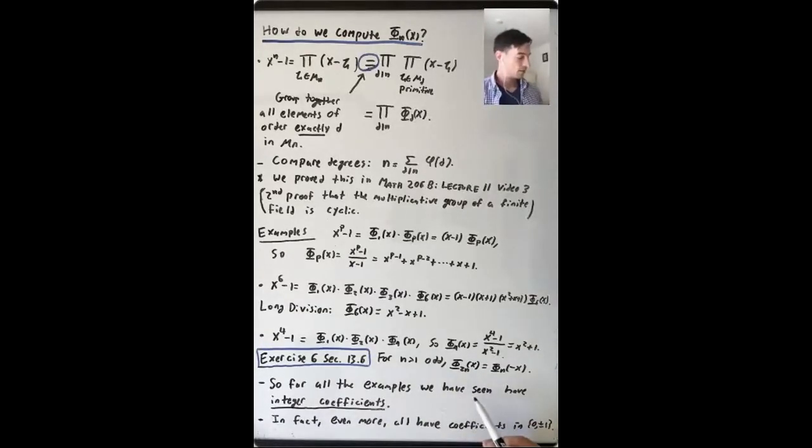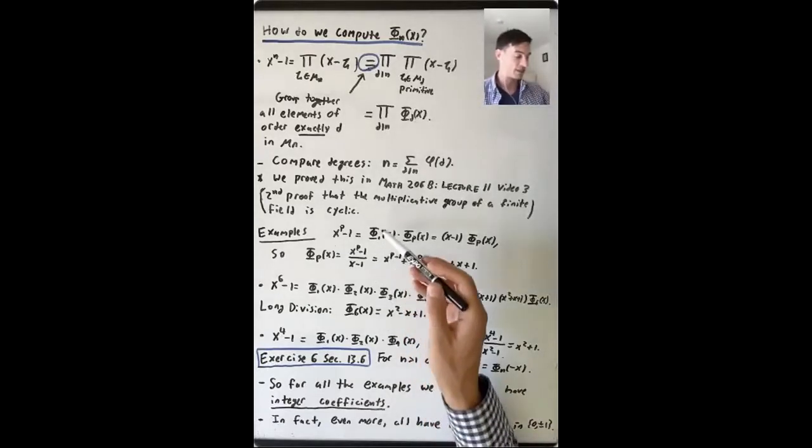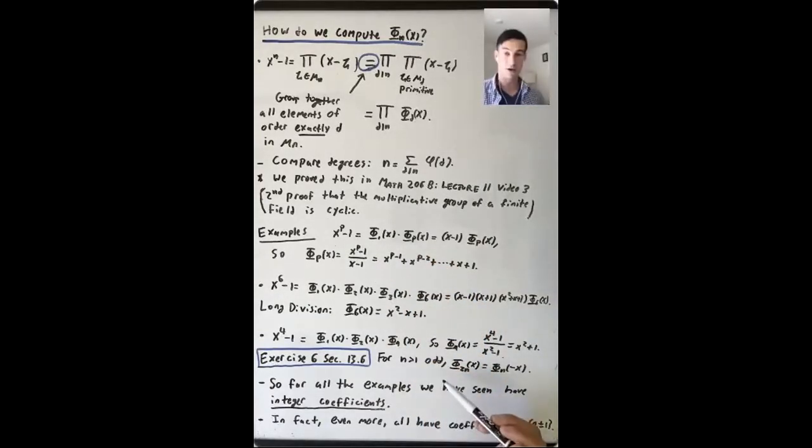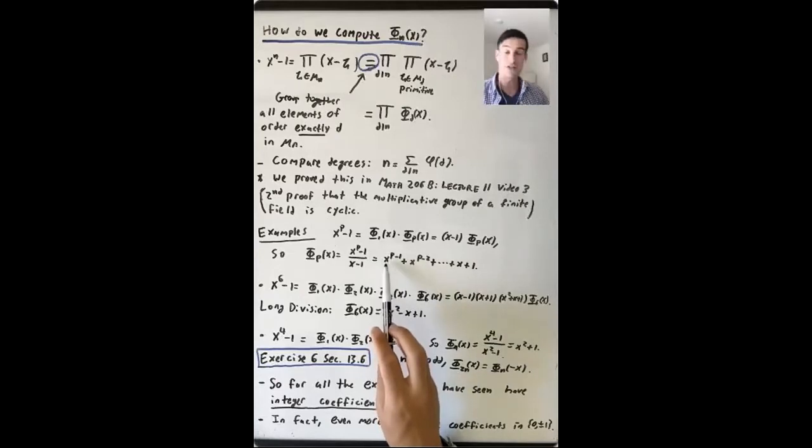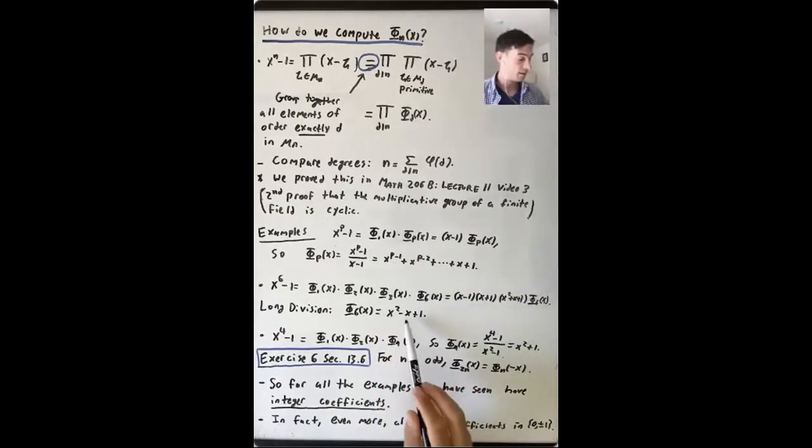Okay, so far, all the examples we've seen have integer coefficients. And the main goal of this video is to prove that the nth cyclotomic polynomial has integer coefficients for every n. But so far, in fact, something much stronger is true, that all of the cyclotomic polynomials we've seen have coefficients that are 1, -1, or 0. So this is not true in general for the nth cyclotomic polynomial.